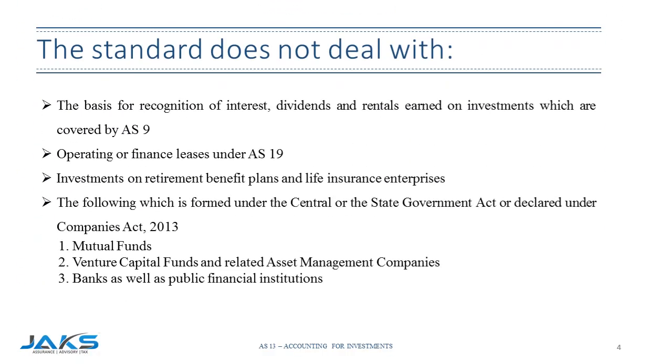In the previous slide, we dealt with the purpose and how the standard deals with it. However, the standard does not deal with the following. It does not provide the basis for recognition of investment incomes, like interest, dividends, and rentals earned on investments, which are covered under Accounting Standard 9, revenue recognition. Operating or financial leases cannot be accounted for according to AS 13, because AS 19 provides guidelines for it.